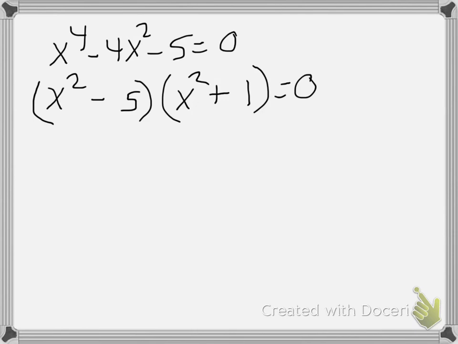Okay, so now what? Well, we get x squared minus 5 equals 0. We get x squared plus 1 equals 0. This one's going to have 2 imaginary roots and 2 real roots. And once again, they're not going to be extraneous.